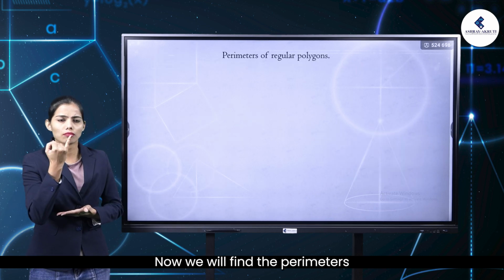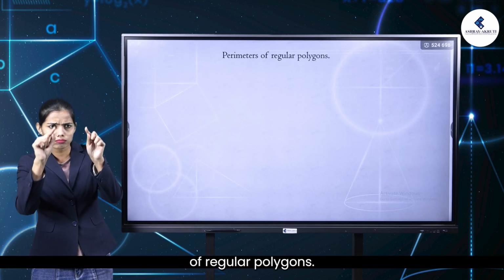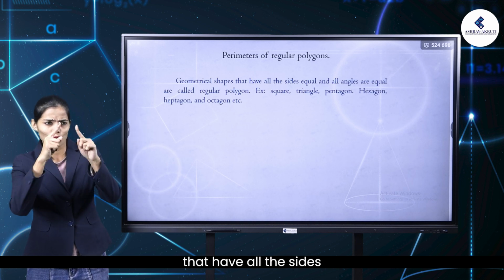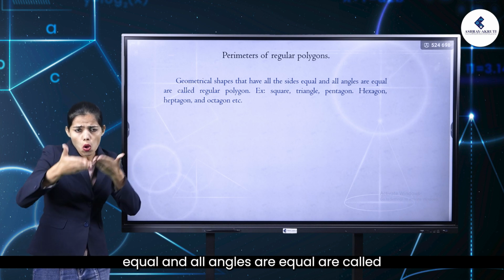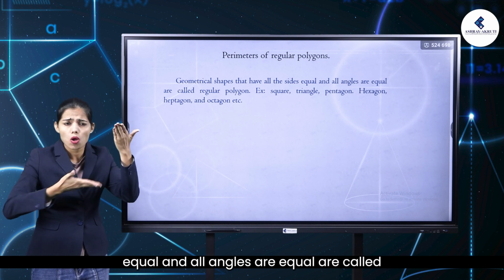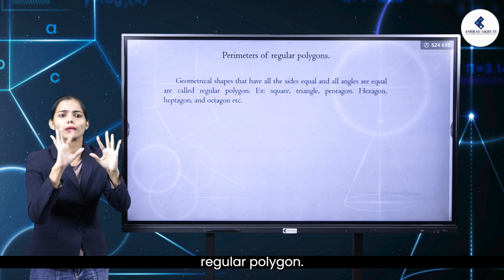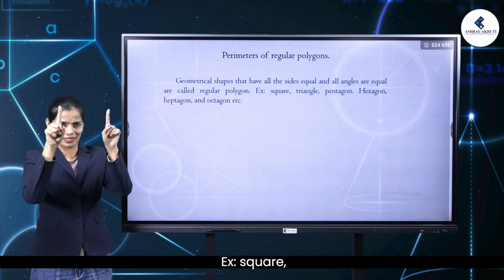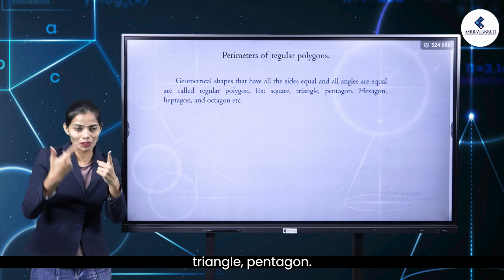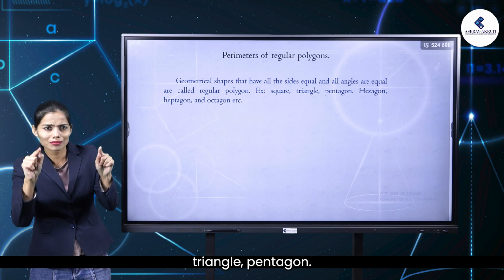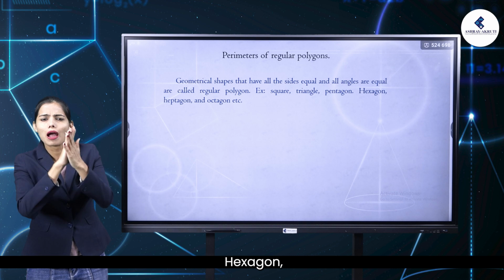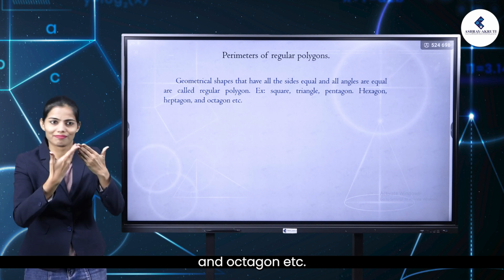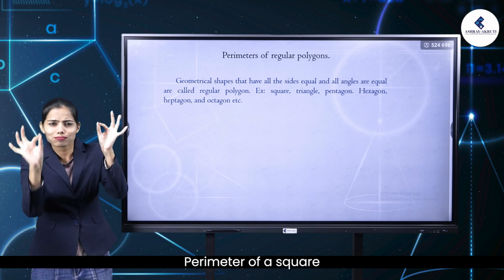Now, we will find the perimeters of regular polygons. Geometrical shapes that have all the sides equal and all angles equal are called regular polygons. Example: square, triangle, pentagon, hexagon, heptagon and octagon, etc.